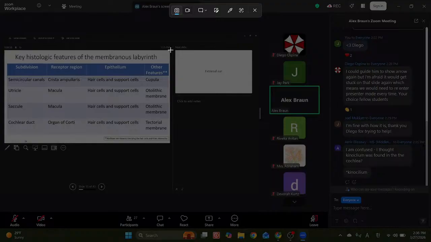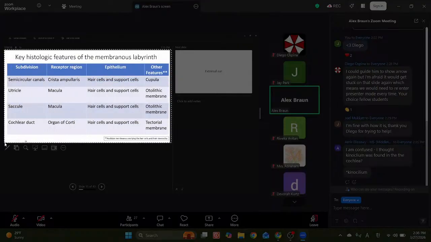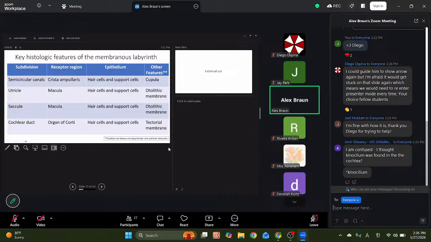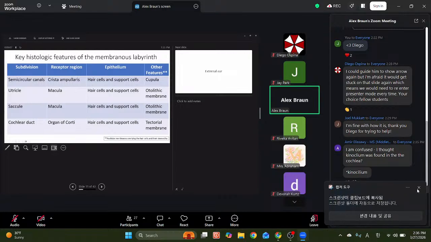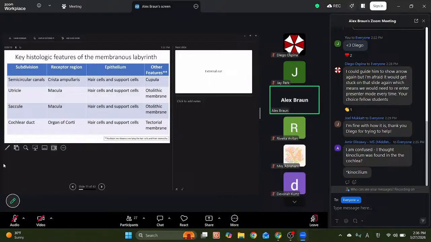The utricle and saccule, the sensory regions are called the macula. The acellular membrane on top of that is called generically the otolithic membrane. Those contain calcium carbonate crystals, also known as otoliths or otoconia. And the cochlear duct, which is within the organ of Corti, is covered by what's called the tectorial membrane. That's the acellular membrane covering the organ of Corti. All these structures utilize hair cells and support cells.